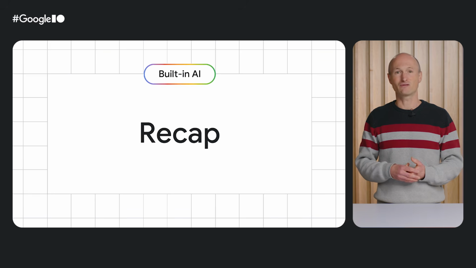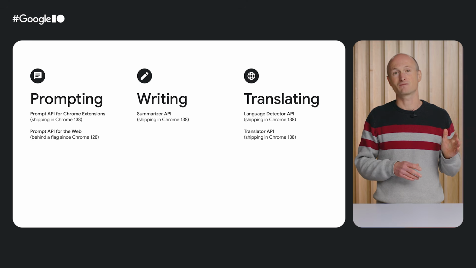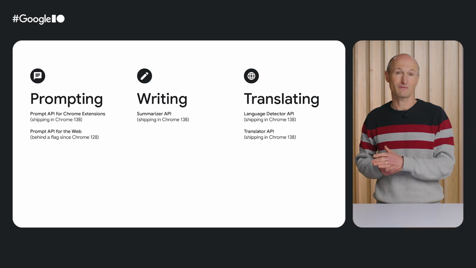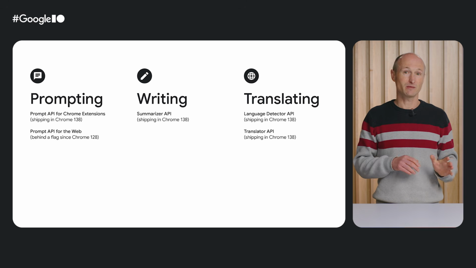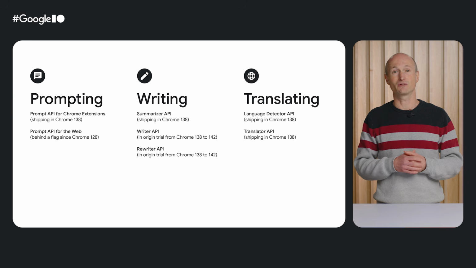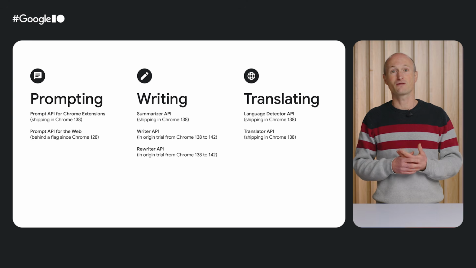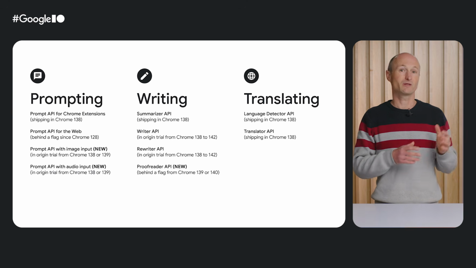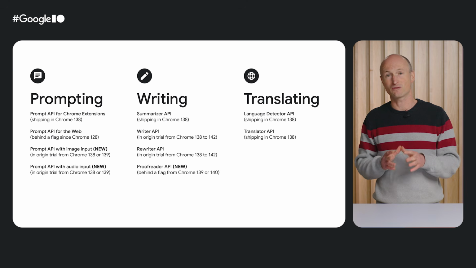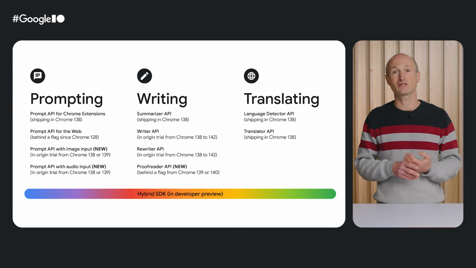So let's recap what we've covered in this talk. First, we're shipping four APIs: the prompt API for Chrome extensions, the Summarize API, the Language Detector API, and the Translator API. The prompt API for the web remains behind a flag. Second, we are moving two APIs into origin trial, the Writer and the Rewriter APIs. And third, we're making three completely new APIs testable behind a flag: the prompt API with image input, the prompt API with audio input, and the Proofreader API. And finally, we have announced a hybrid SDK developer preview to extend the reach of these APIs to browsers and devices that wouldn't otherwise be covered.